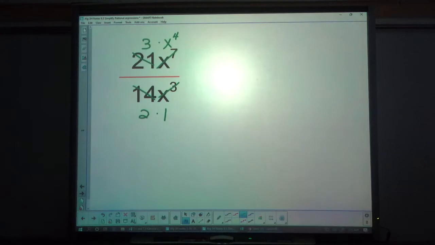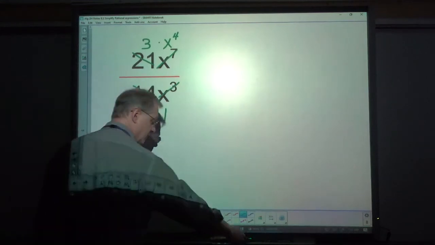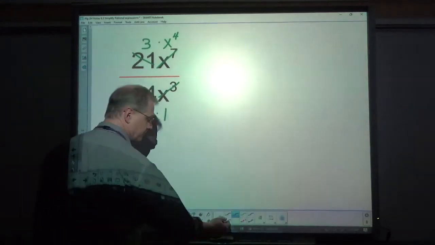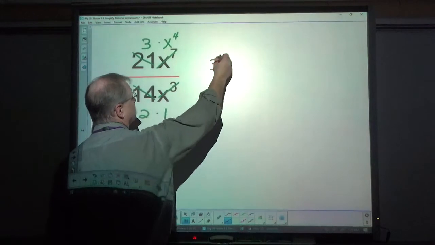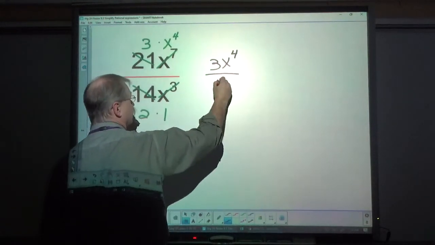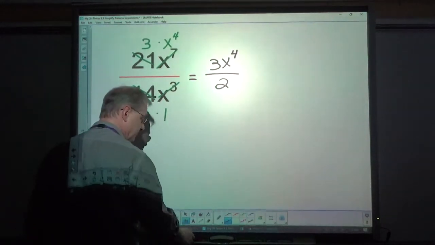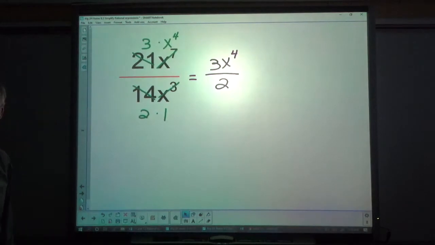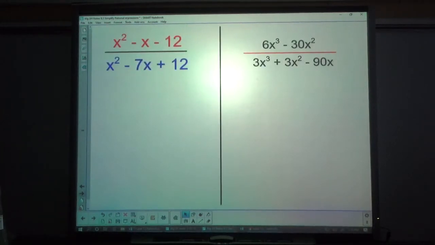So the top is going to have x to the 4th, the bottom, the x's cancel. If this had been reversed, in other words, a reciprocal of that, then the x to the 4th would be on bottom. I simplify by saying 3x to the 4th over 2 is my answer, and I'm all done with that problem. Now, here are a couple examples. We'll focus on one at a time.